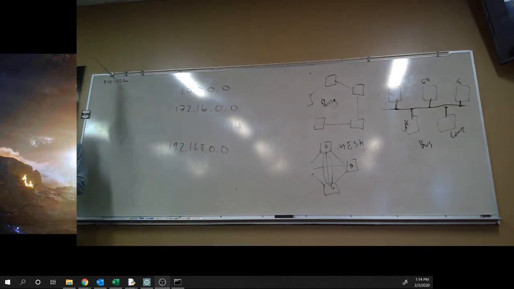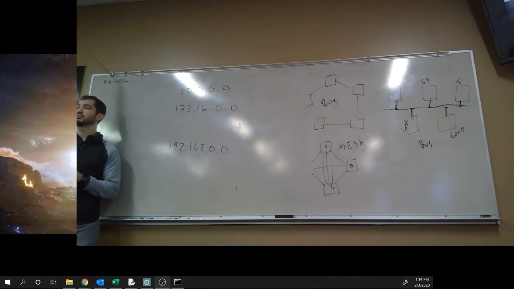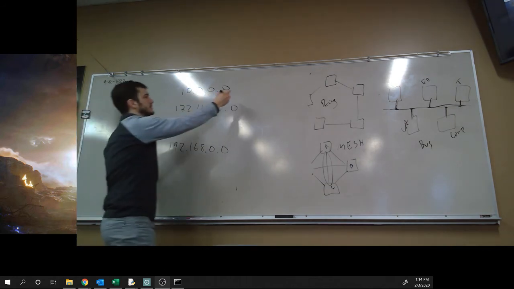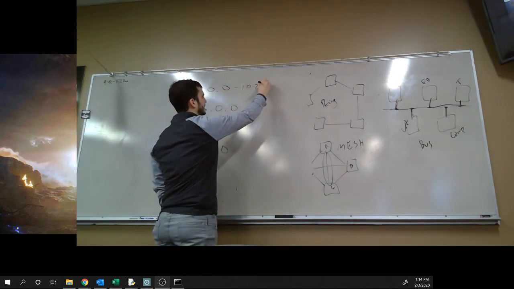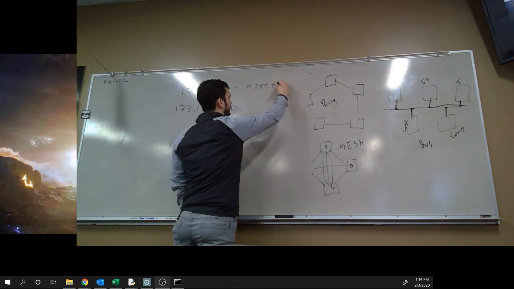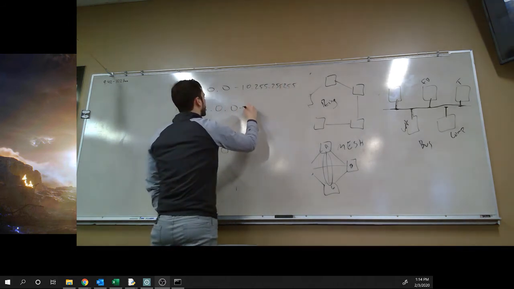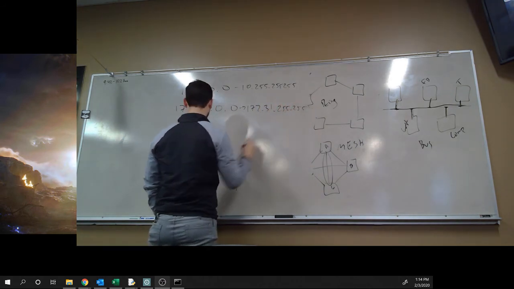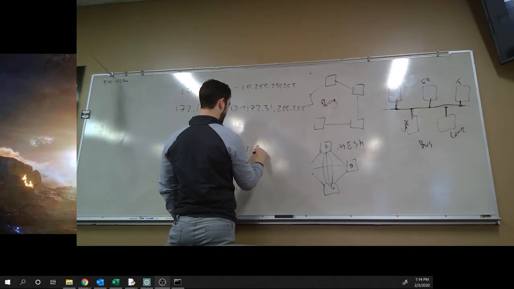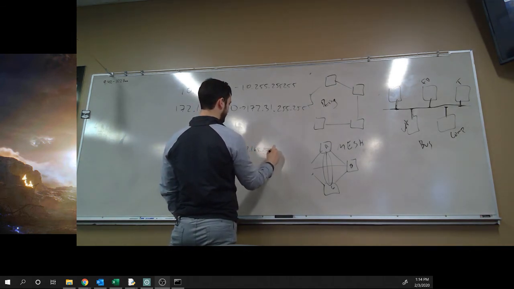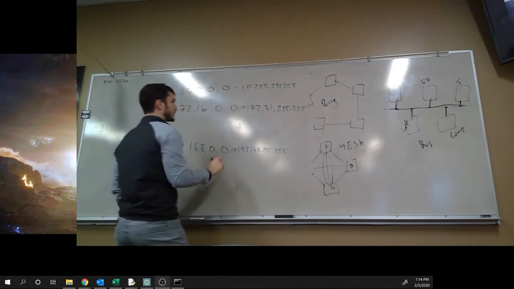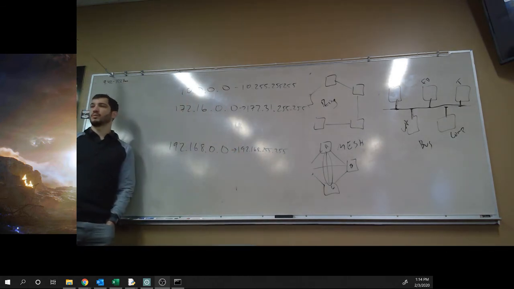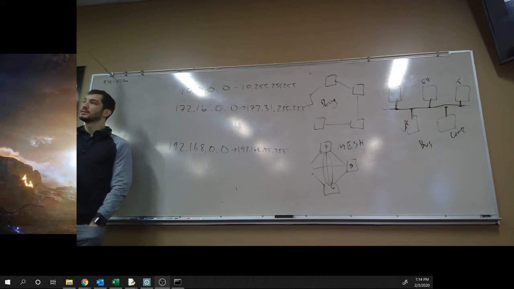These three internet addresses are the beginnings of private IP addresses. These three, and this goes to, I think it's 255. This one, 172.31.255.255, and then this one goes to 192.168.255.255. So these three ranges are what your home networks are, almost exclusively.